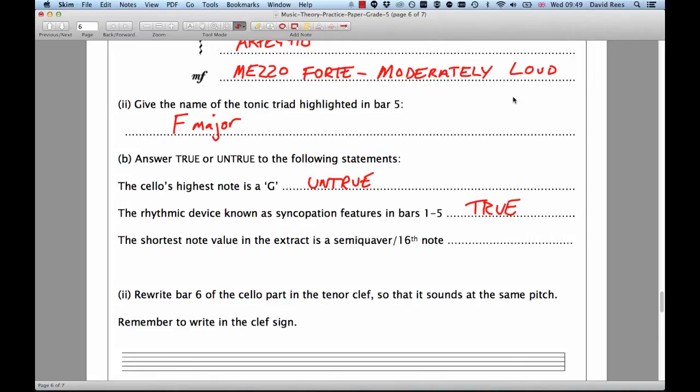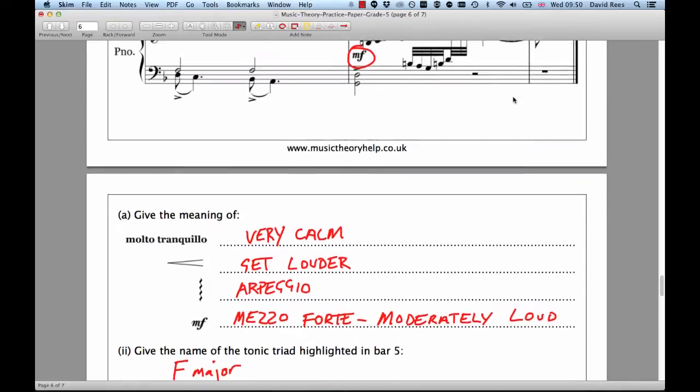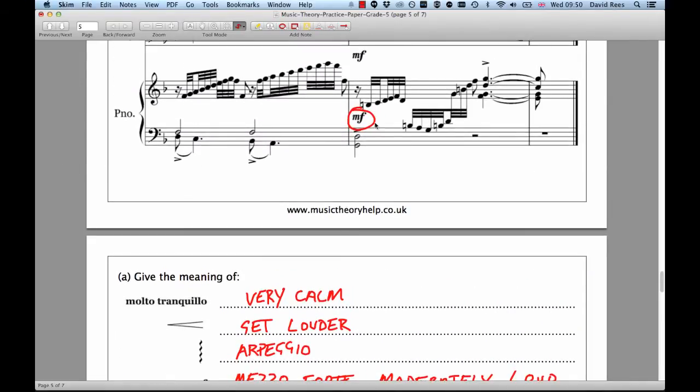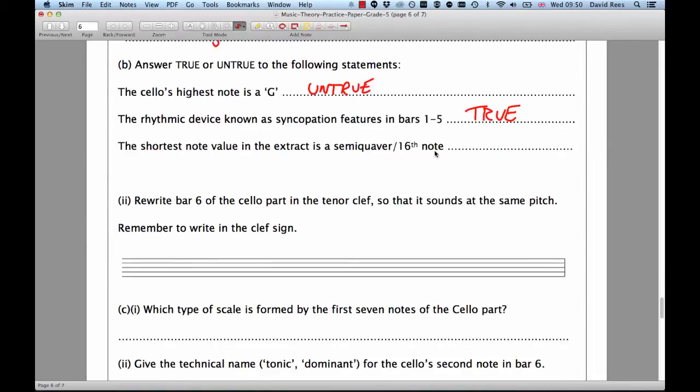Okay, so the final one is asking us whether the shortest note value in this extract is a semiquaver or a 16th note. Now that is quite easy to disprove as soon as we look at the second to last bar in the extract, because these notes have 3 bars going across the top, and that indicates that they are demi-semiquavers or 32nd notes. So these are definitely not semiquavers, and they are much shorter than semiquavers, so we're going to say that this is untrue and that there are shorter notes than semiquavers in this extract.